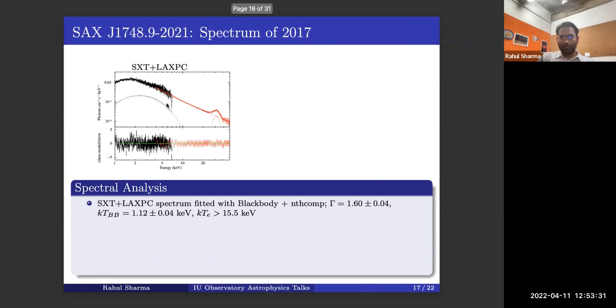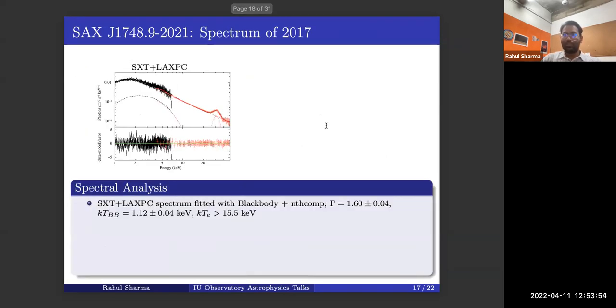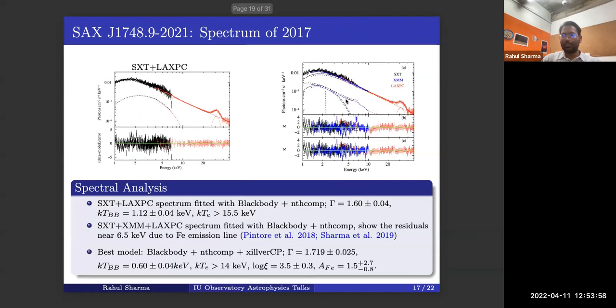Next, I forgot to show you. During this observation, this gray region is the AstroSat region where it is observed. It has been observed for around 200 kiloseconds. And in between, XMM also observed this source during this outburst. So there is an overlap of 57 kiloseconds between these two observations. So this is the average spectrum from the full AstroSat observation. And this is the spectrum from that overlap region, the 57 kilosecond overlap region.